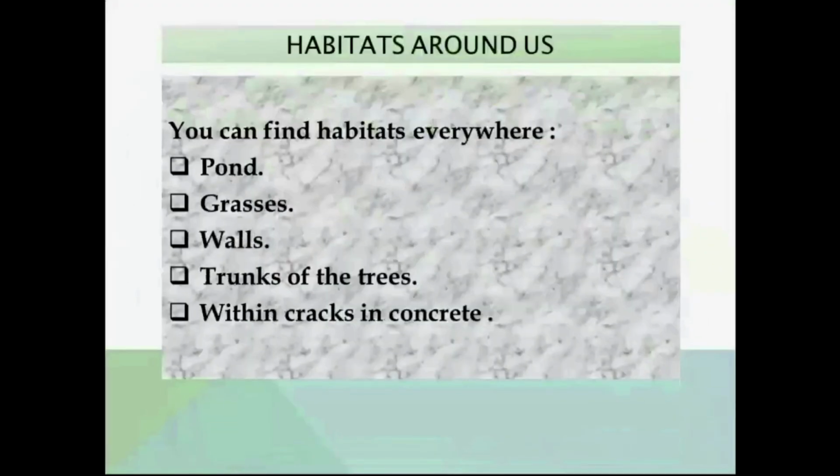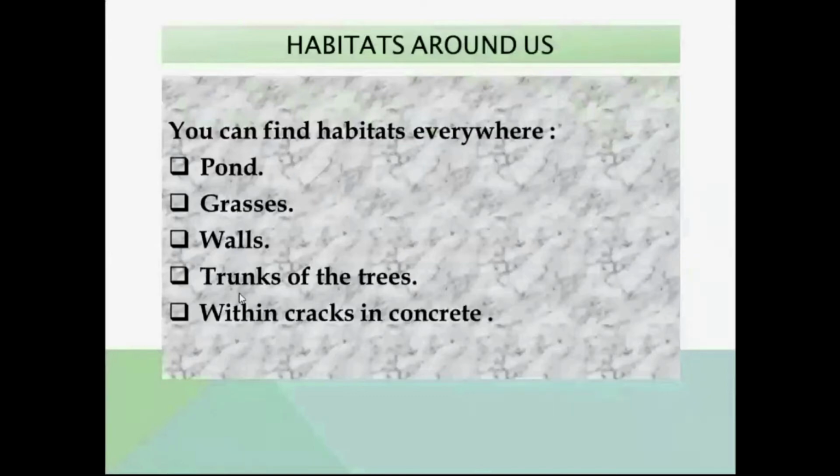Then we have wetlands. Some animals like to live in wetlands. There are different types of habitats around us. You can find habitat everywhere. A pond has different types of animals living in it. Grasses have different types of animals in them. Then walls can also grow some plants in them. What about the trunks of the trees?